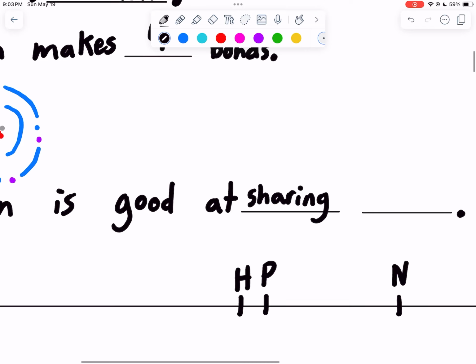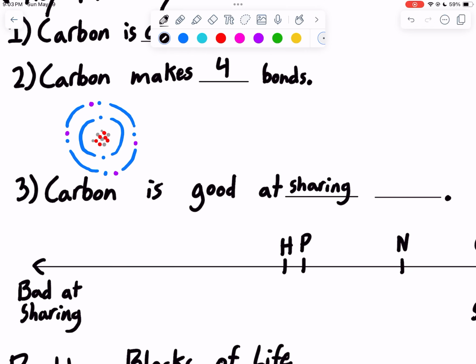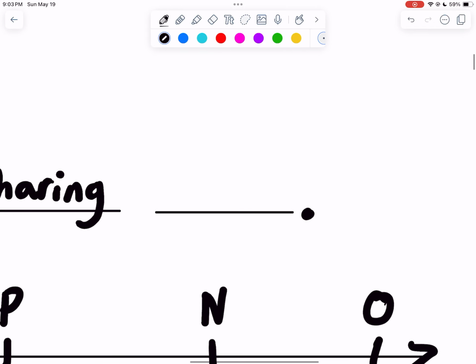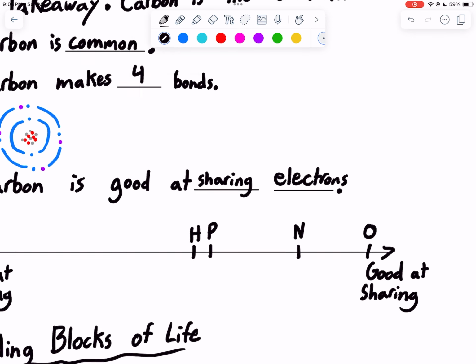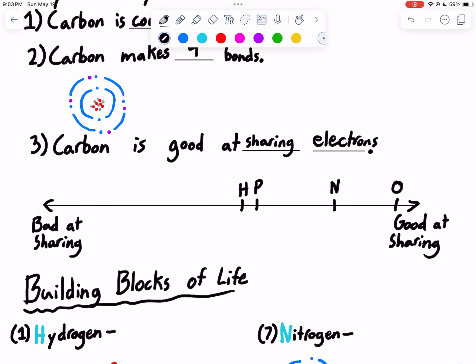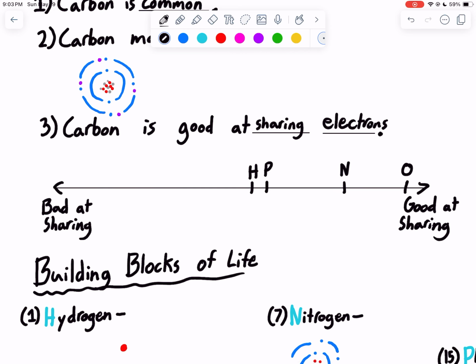The next reason, I partly filled it in, but carbon is good at sharing electrons. Let me finish writing that in. Right here, I started to draw a little scale of what's called electronegativity. I'm not going to go too deep into that, but it's basically the concept of how good or bad a specific element is at sharing electrons, dependent on factors like its valence electron shells and stuff like that.